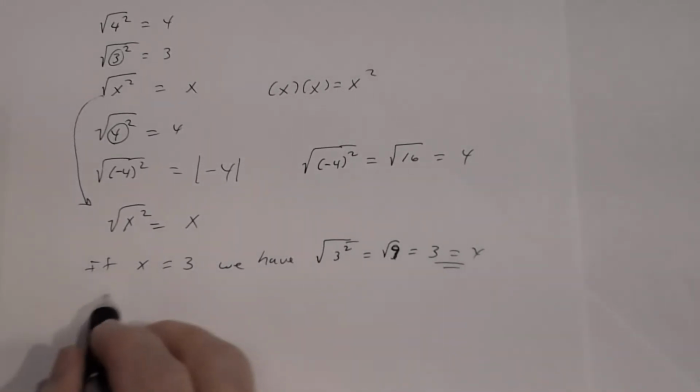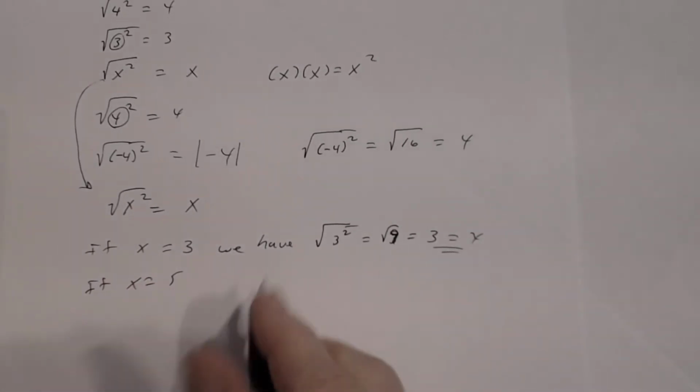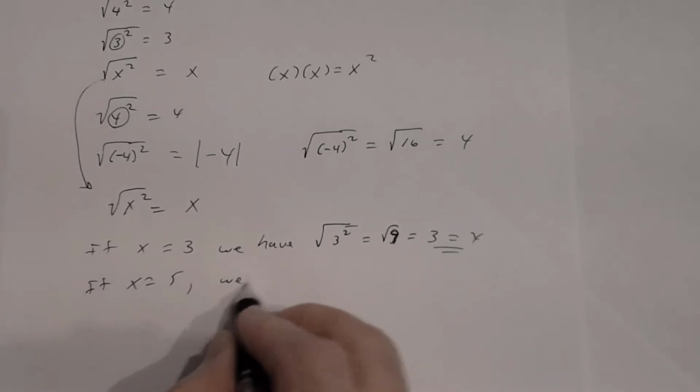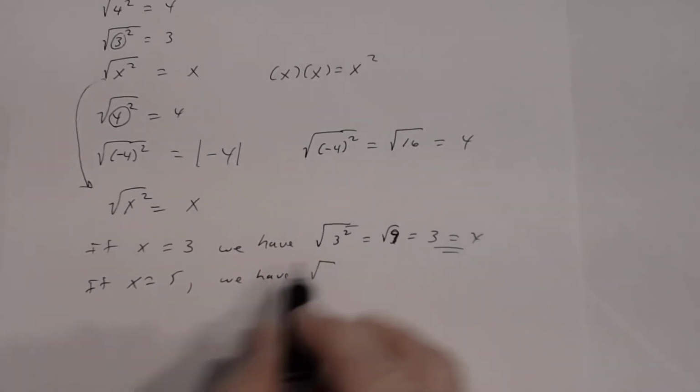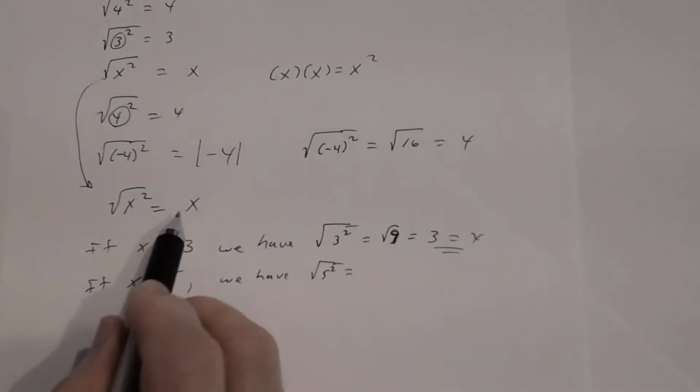Okay? If x is 5, we have the square root, so I'm substituting 5 for x, so I get 5 squared, which is, I'm saying, is x.